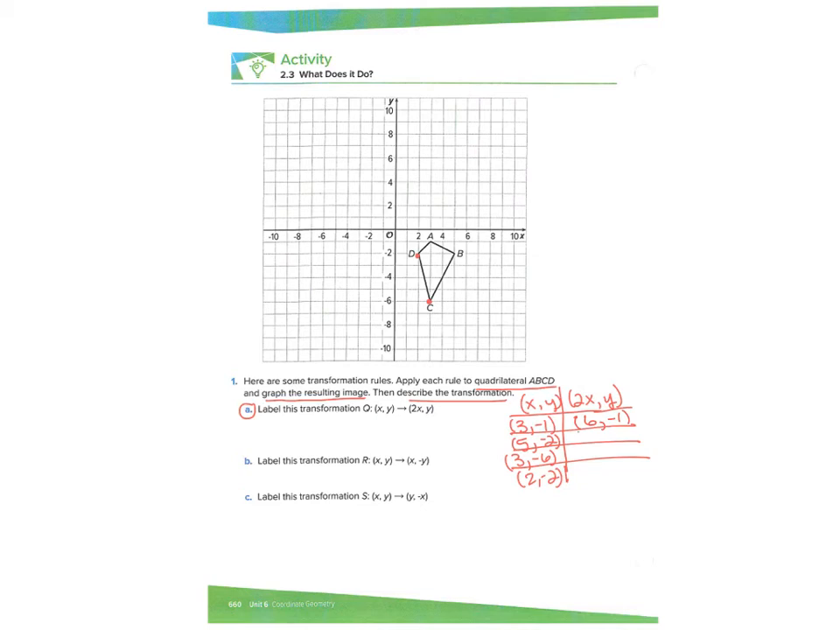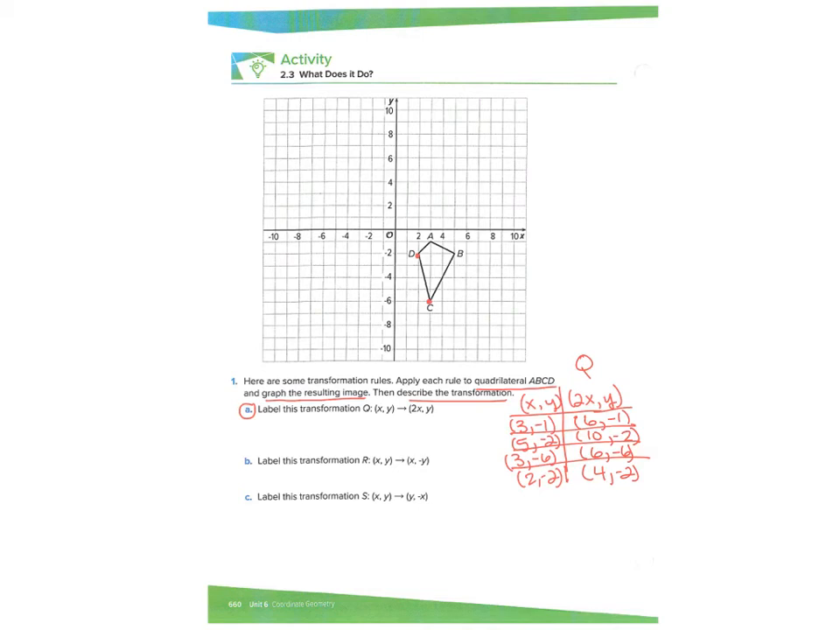And if I multiply the 5 by 2, I get 10. And I'm going to keep the y the same, so it would be -2. And if I multiply the 3 by 2, I get 6. And my y then would be -6. And finally, if I multiply the 2 by 2, I get 4, and my y is going to stay -2. So these are the 4 coordinates of my transformation that I'm going to label Q.